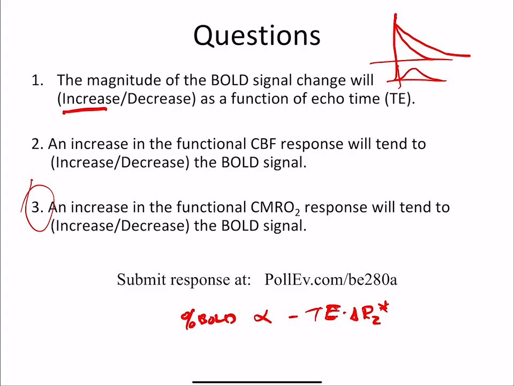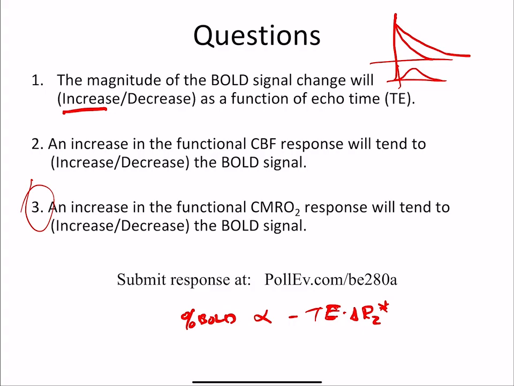Okay, let's take a look at this. So it's about a 60% increase, 40% decrease. Remember, once again, if I have an increase in CMRO2, and the question is somewhat ambiguous, I'll admit, but no matter how you interpret it, you'll get the same answer. If I have an increase in the CMRO2 response, what does that tend to do to deoxyhemoglobin? I should get more deoxyhemoglobin, right? Even if I just look at the baseline bolus signal, that will tend to decrease that signal, because there's more deoxyhemoglobin, so there will be more dephasing.